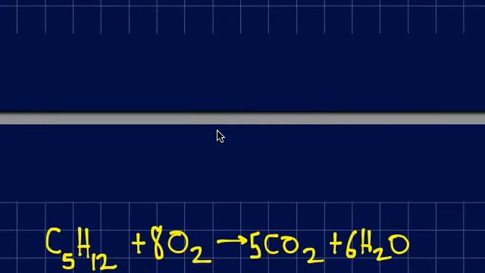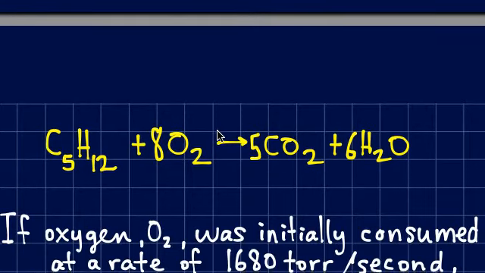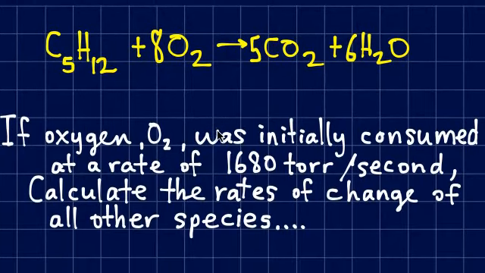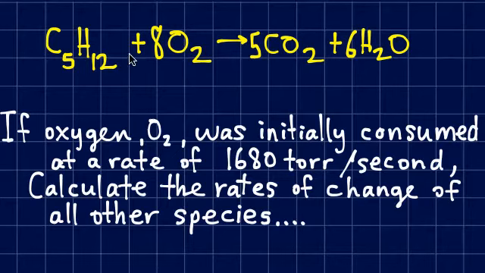All right, here's another variation on the same theme. Here's the balanced equation. It's like a combustion of pentane in oxygen, making 5 carbon dioxide, 6 waters. The point is, one of these reacts with 8 of these to give 5 of these and 6 of these, and not only that, the rate of consumption of this is only 1/8 the rate of consumption of this.